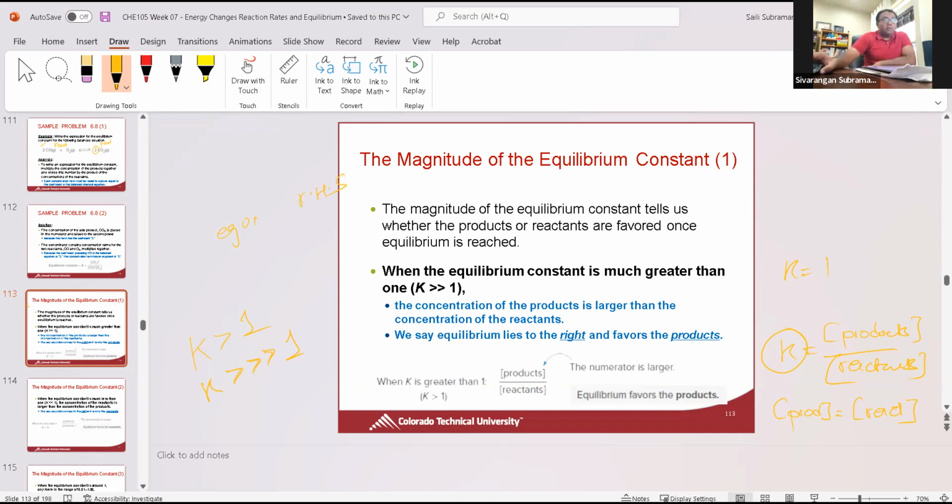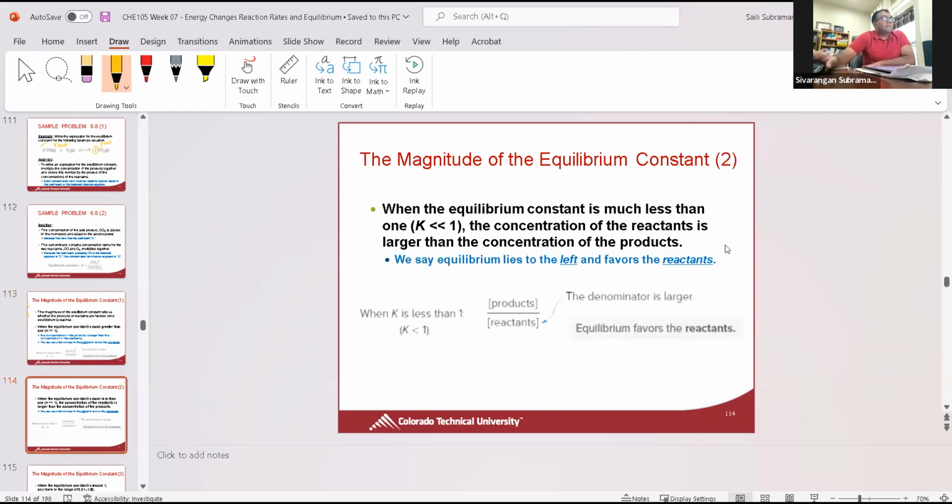Obviously, if K is significantly less than 1, which is indicated by this equation, now you know that the products are going to be significantly less than the reactants, or in other words, the equilibrium is shifted to the left-hand side. When K is less than 1, the denominator, the bottom one, is larger, and equilibrium favors the reactants.